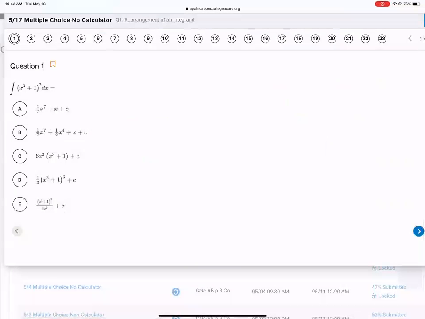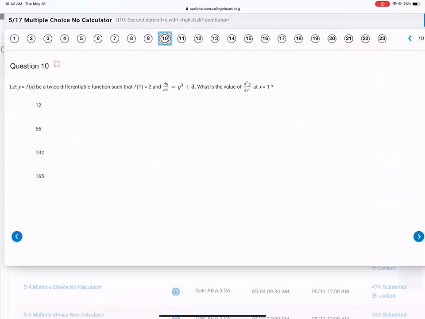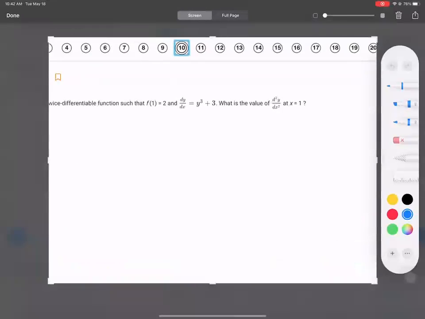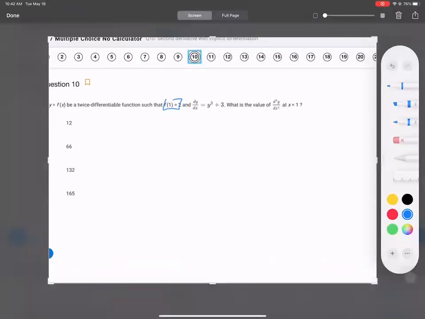Okay, let's look at question number 10. Again, if you guys have questions, please go ahead and type them in the chat. f is a twice differentiable function such that f at 1 is 2, and dy dx is this. What is the value of the second derivative at x equals 1?